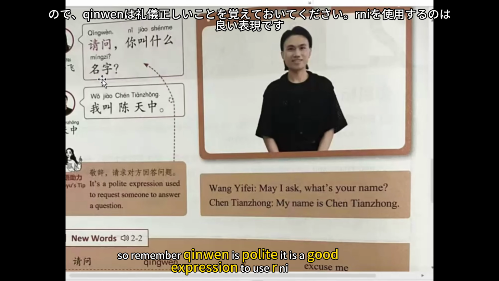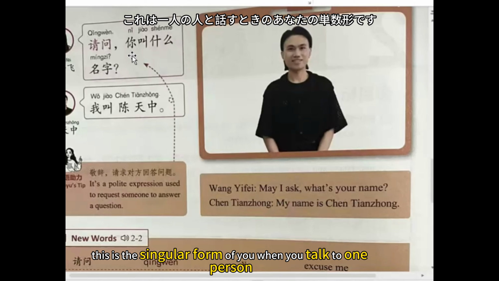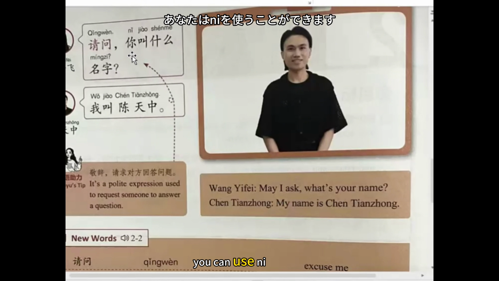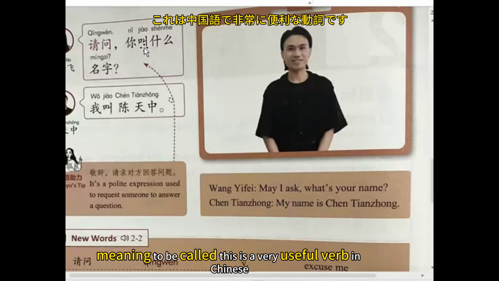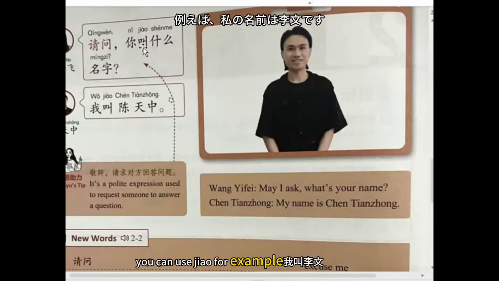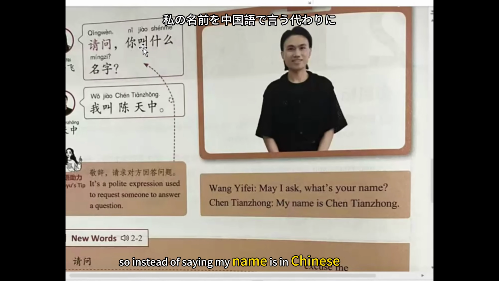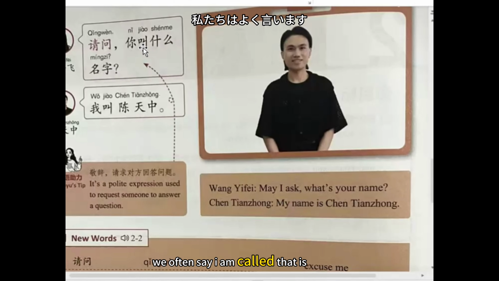2. 你, meaning you. This is the singular form of you. When you talk to one person, you can use 你. Example, 你叫什么名字? What's your name? 3. 叫, meaning to be called. This is a very useful verb in Chinese. When you want to say your name, you can use 叫. For example, 我叫李文. My name is Li Wen. So instead of saying my name is, in Chinese we often say I am called. That is 我叫.